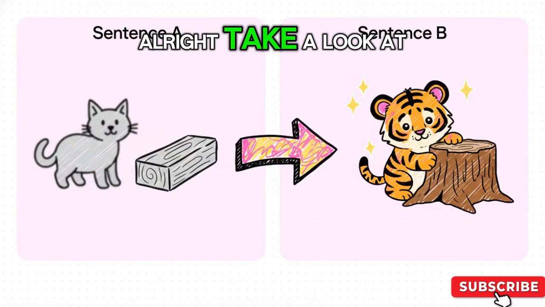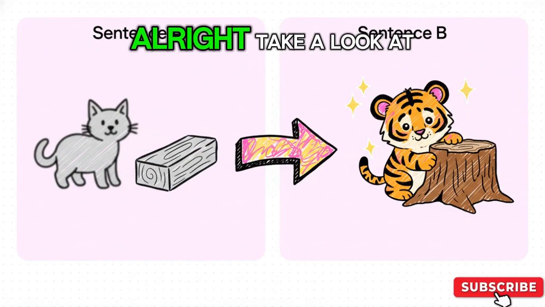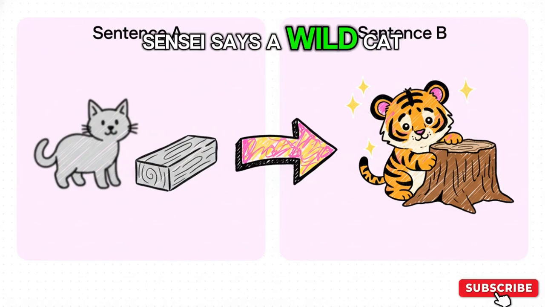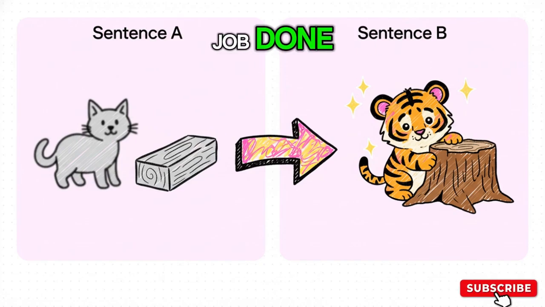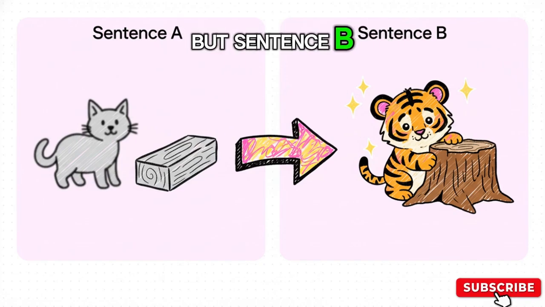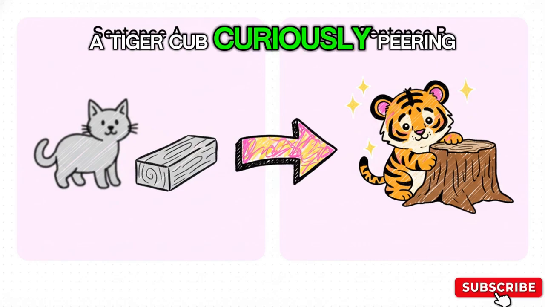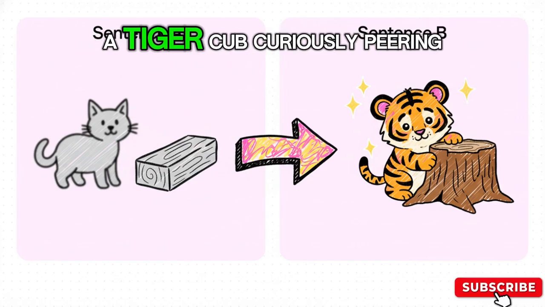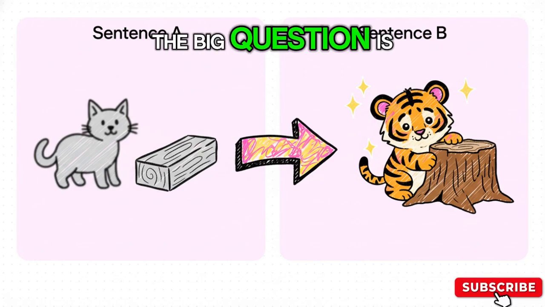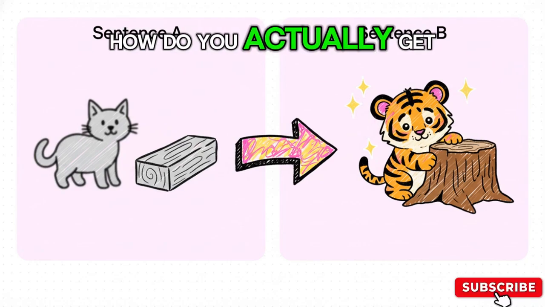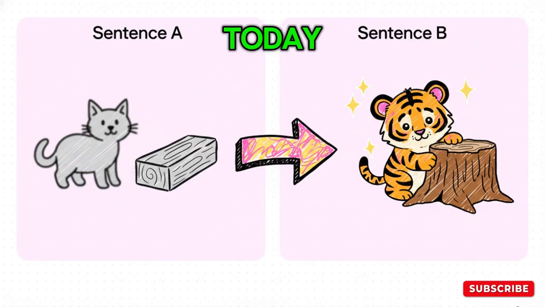All right, take a look at these two sentences. Sensei says, a wild cat and a piece of wood. It gets the job done. But sentence B, a tiger cub curiously peering around a tree stump. Now that paints a picture, right? It tells a story. So the big question is, how do you actually get from A to B? That's the leap we're making today.